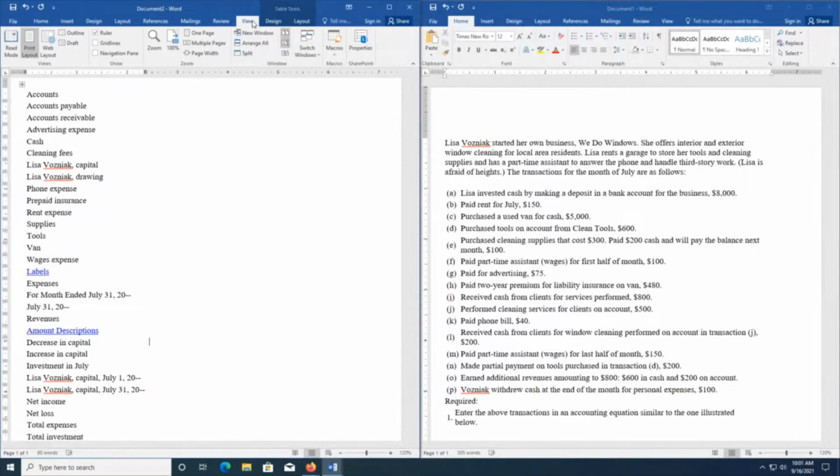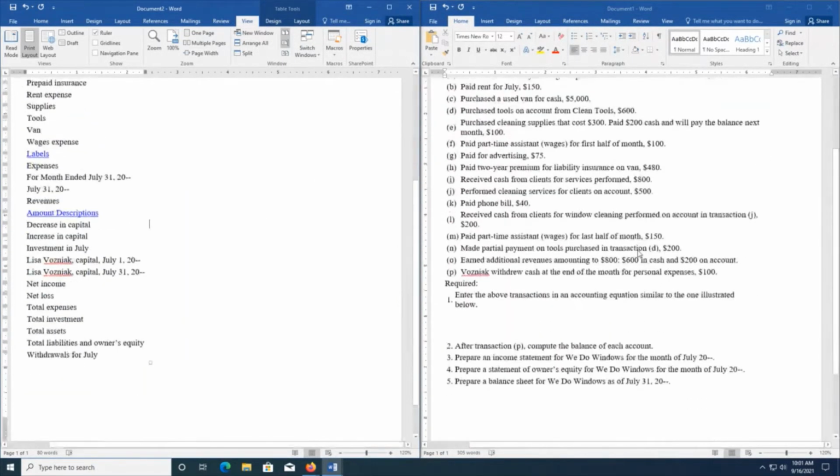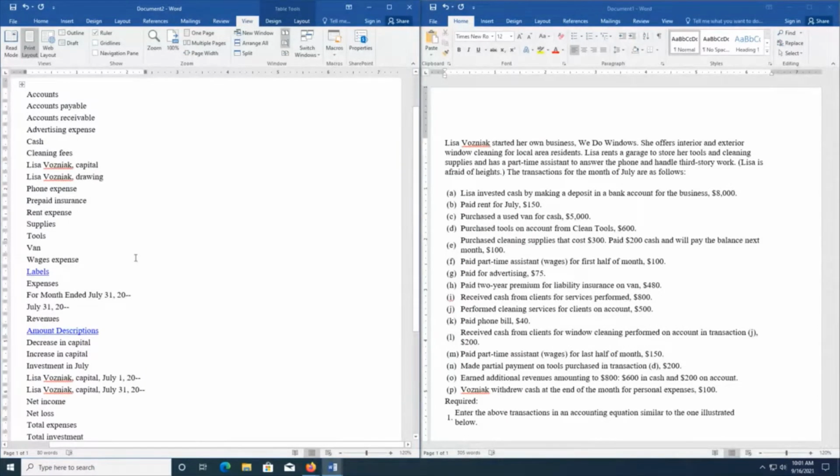And I actually went over here to view and put view side by side. And so now I can see my instructions on one side and our chart of accounts on the other. So, Lisa invested cash by making a deposit in a bank account for the business for $8,000. Which two accounts are affected?